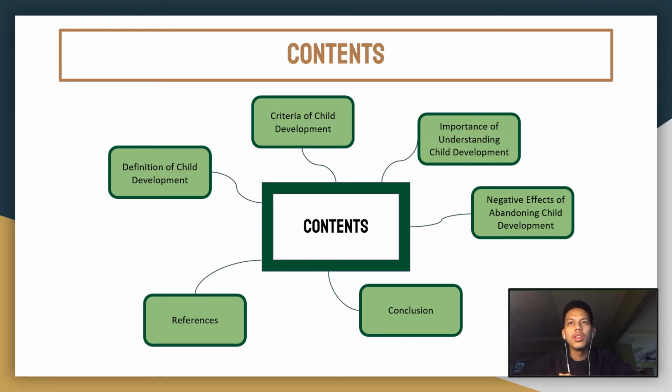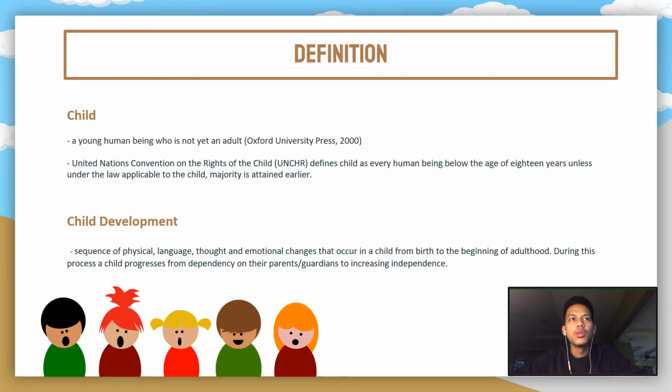We will start with the definition of child development, which also consists of the age and stage of child. Next, it is the criteria of child development. After that, we will look into the importance of understanding child development. Beyond that, we will discuss about the negative effects of abandoning child development. Last but not least, we will finalize our presentation in the conclusion. First, let's go through the definition of child and child development.